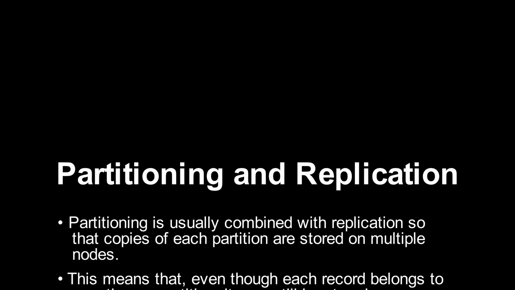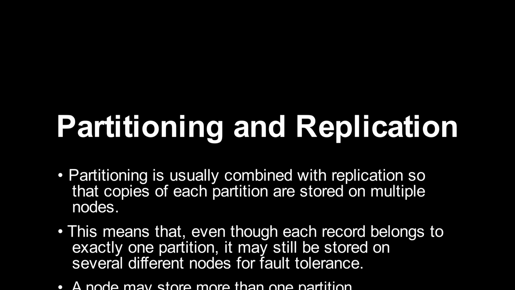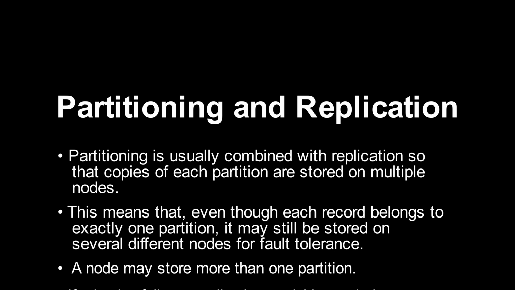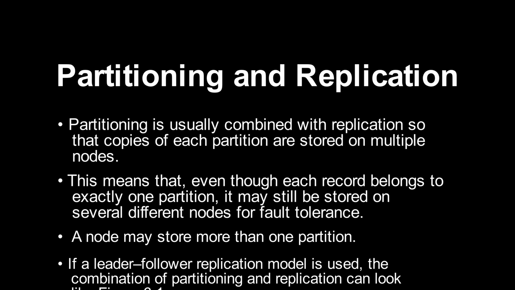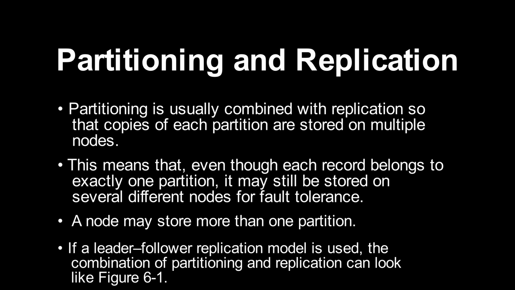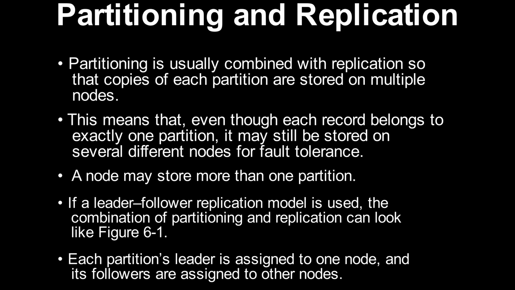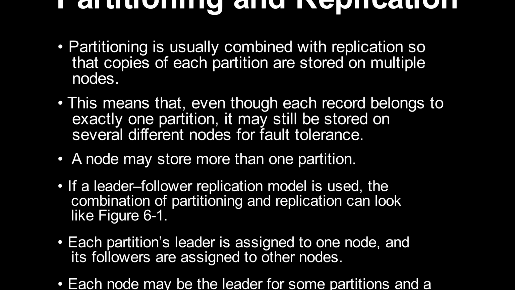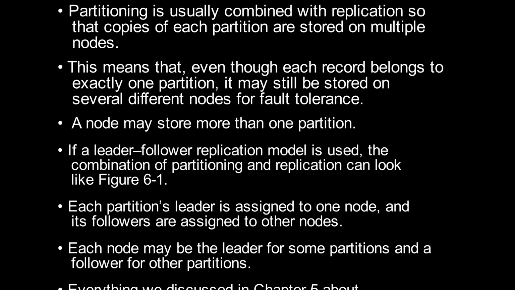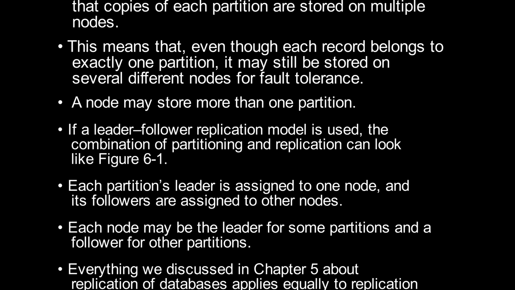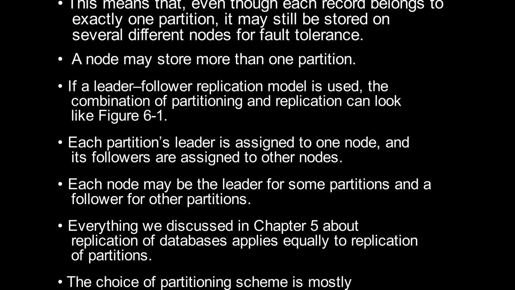Partitioning and Replication. Partitioning is usually combined with replication so that copies of each partition are stored on multiple nodes. This means that, even though each record belongs to exactly one partition, it may still be stored on several different nodes for fault tolerance. A node may store more than one partition. If a leader-follower replication model is used, the combination of partitioning and replication can look like Figure 6-1. Each partition's leader is assigned to one node, and its followers are assigned to other nodes. Each node may be the leader for some partitions, and a follower for other partitions.